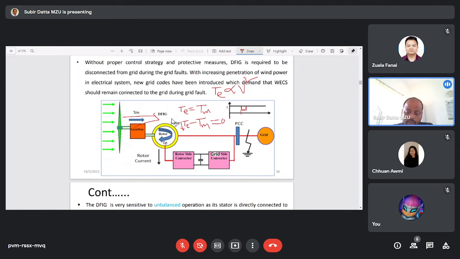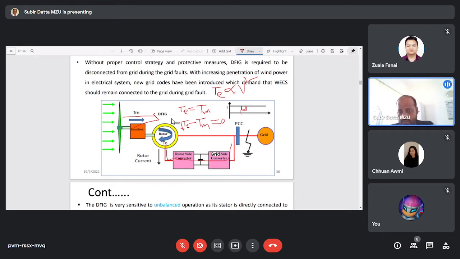For the high stator current, the insulation will be damaged. And for that rotor current, you just see the power electronics converters are connected with the rotor circuit. So that rotor current will try to flow through the power electronics converters. If the rotor current is more than the rated current, and that large current flows through the power electronics converter, then the power electronics converters are also damaged because their ratings are very low. So these are the difficulties if any fault occurs over here.